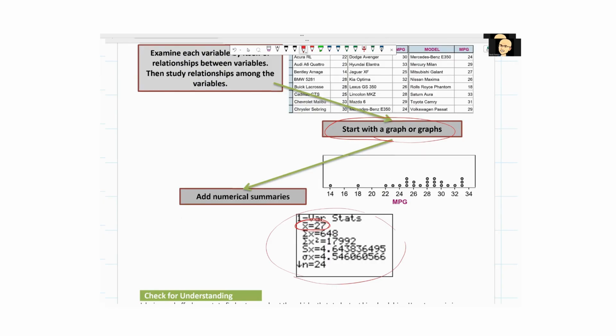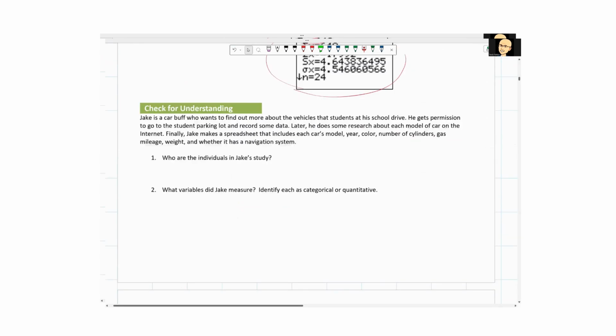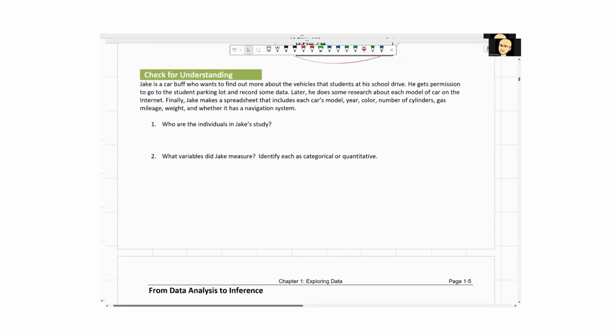So this is a general process that we're going to talk about more as we get into this first chapter. Check for understanding. Hey, Jake's a car buff who wants to find out more about the vehicles that the students at his school drive. He gets permission to go out in the parking lot and record some data. Later, he does some research about each model of car on the internet. Finally, Jake makes a spreadsheet that includes the car's model, year, color, number of cylinders, gas mileage, weight, and whether it has a navigation system. Question 1. Who are the individuals in Jake's study?